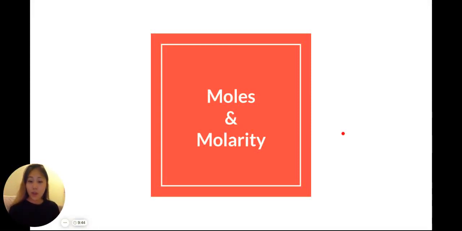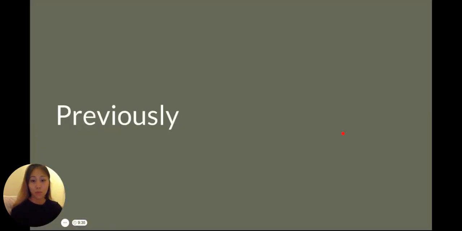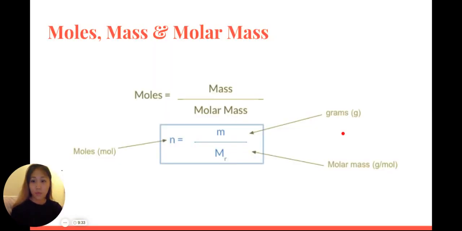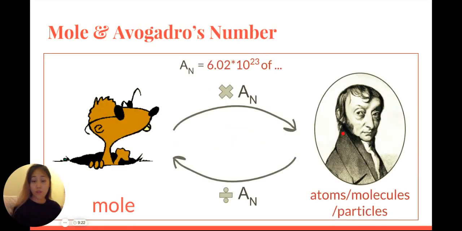Now that we've seen Avogadro's number, we've seen moles, we've seen the mole equation, we can now look at molarity. Previously, we have seen moles, mass, and molar mass, and how these three are dependent upon one another. We've also seen how to convert between moles and the number of atoms, molecules, and particles using Avogadro's number.